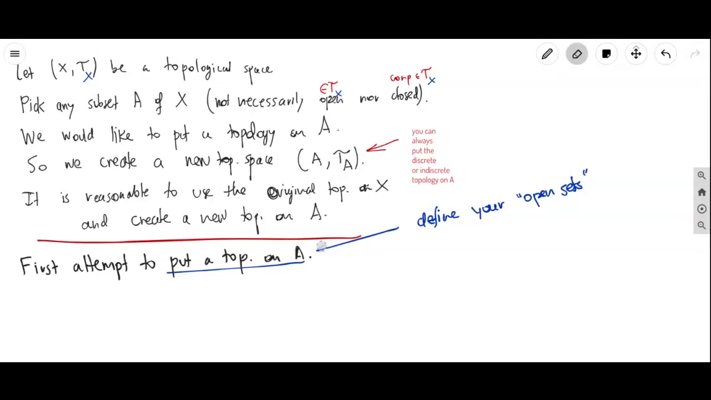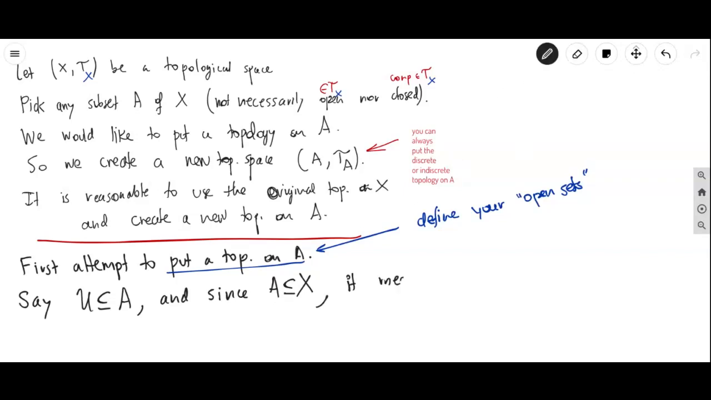So here is a reasonable first guess. So say that U is a subset of A, and A is a subset of X, right? We are assuming that A is some smaller subset of X. Since A is a subset of X, it means that U is also a subset of X. So if you pick a subset of A, and A is a subset of X, then whatever that U is, it will be a subset of X.